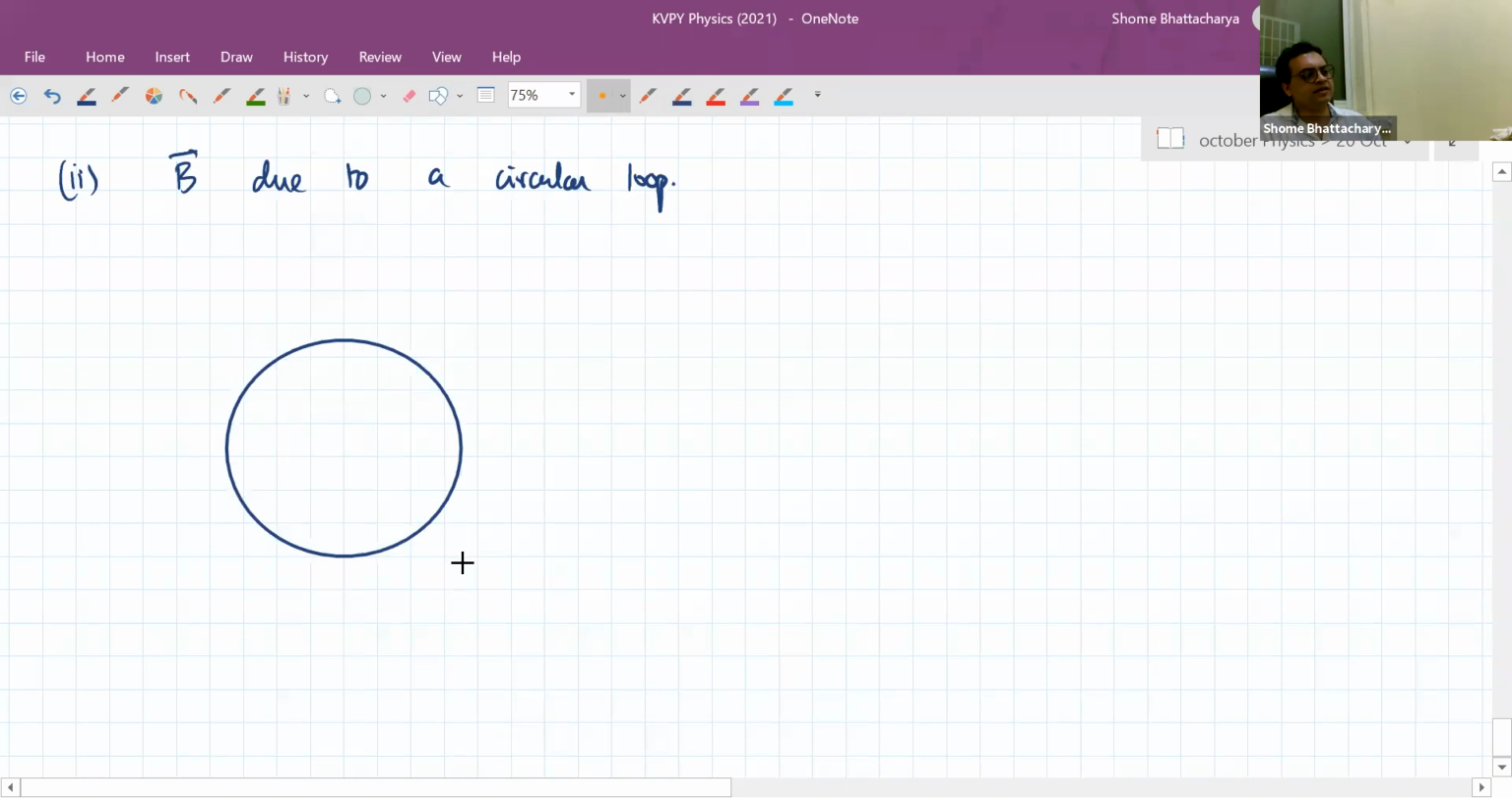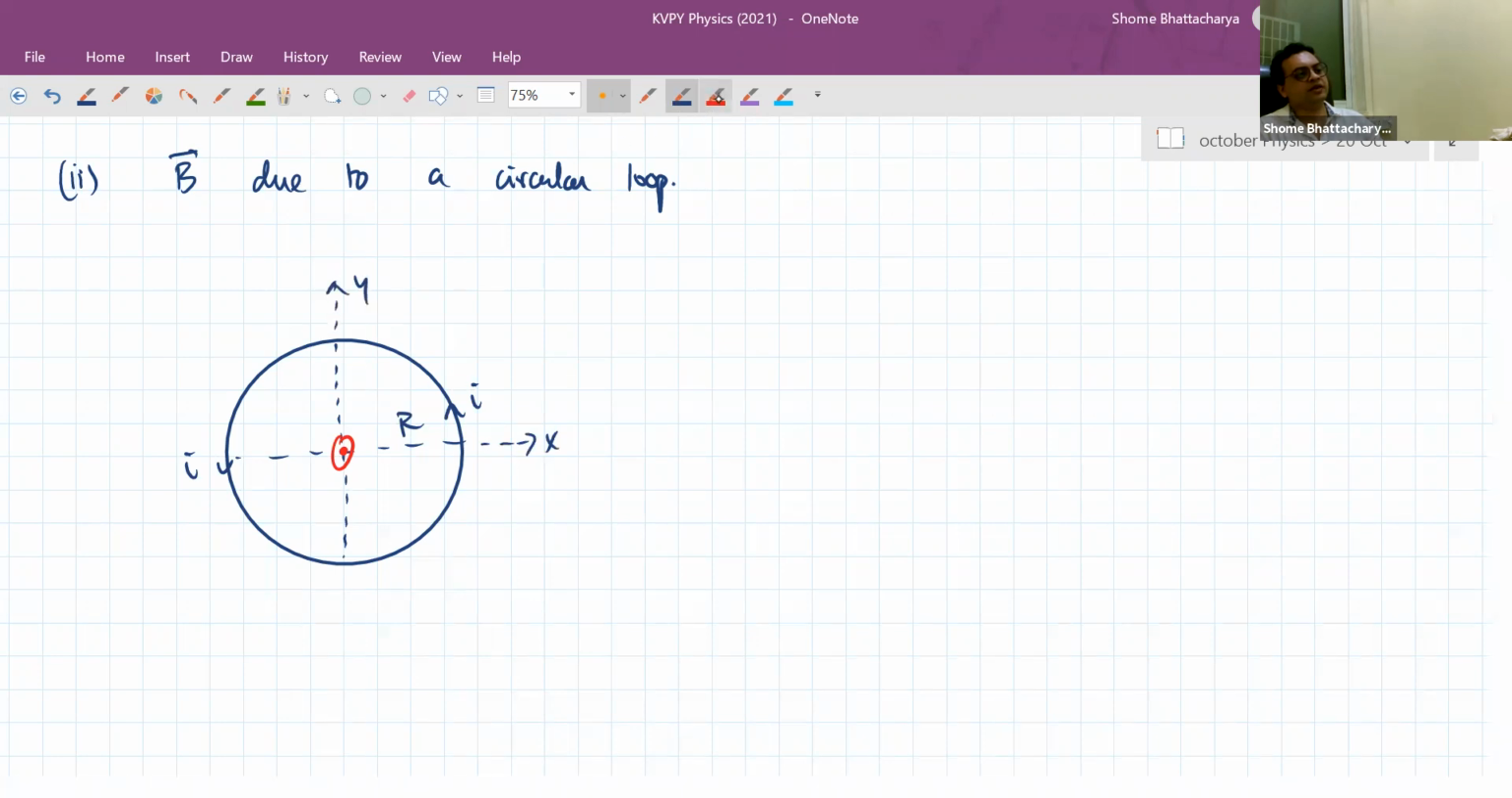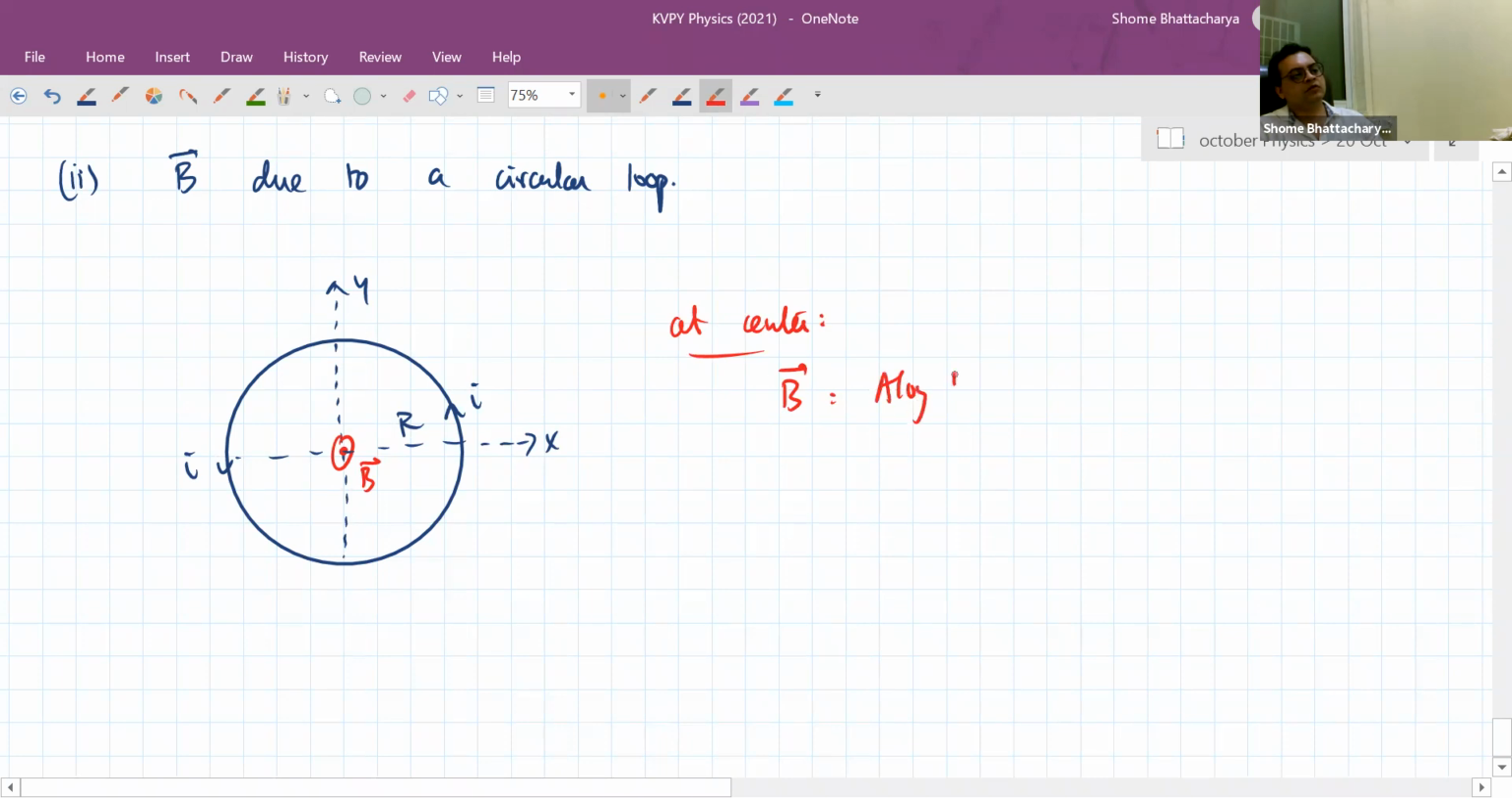One is that if you look directly at the center of the circular loop, suppose the circular loop is carrying current I anti-clockwise, and it's of radius capital R, then here the magnetic field at the center will be coming out of the plane. B will be along the axis. So in this case, it will be along K cap coming out of the plane, and its magnitude will be given by mu naught I by 2R.